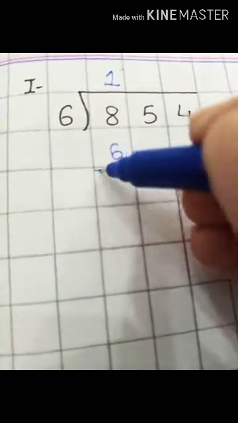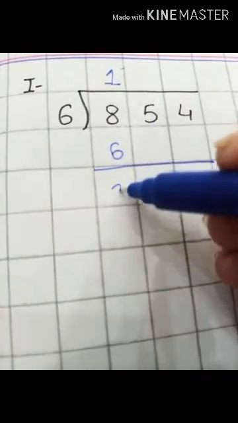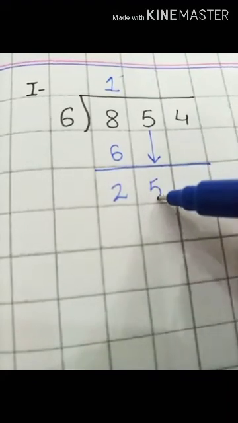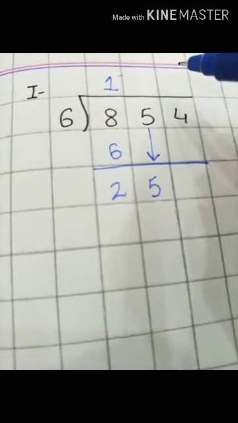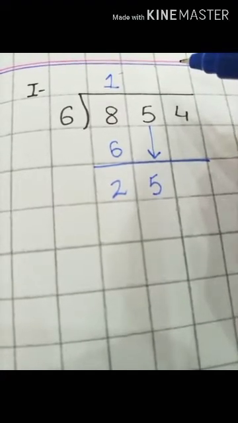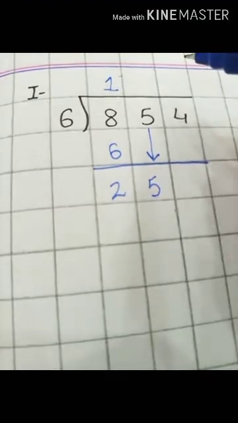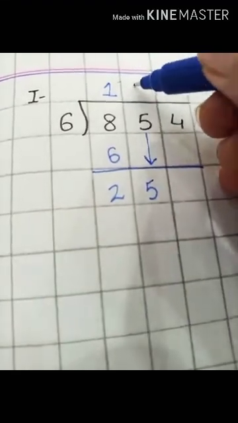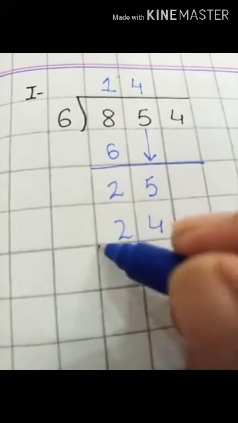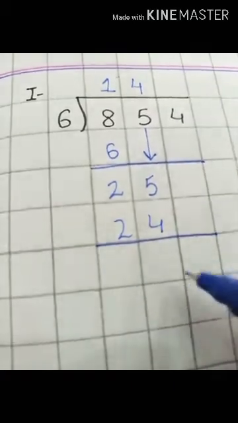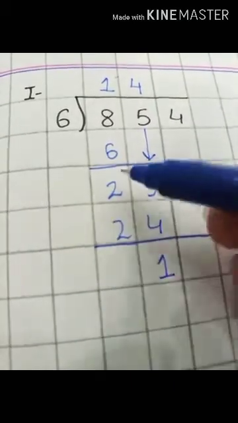So students, 6 1s are 6 and 6 2s are 12. Can't write the 12, so I will have to write 6 1s are 6 here. 8 minus 6 is 2. 2 is smaller than my divisor, so I am taking this 5 down here, and this will become the number 25. 6 1s are 6, 6 2s are 12, 6 3s are 18, 6 4s are 24, 6 5s are 30. So students, I can't write the 30, I will have to write 6 4s are 24. Next step is subtraction. 5 minus 4 is 1. 2 minus 2 is 0.